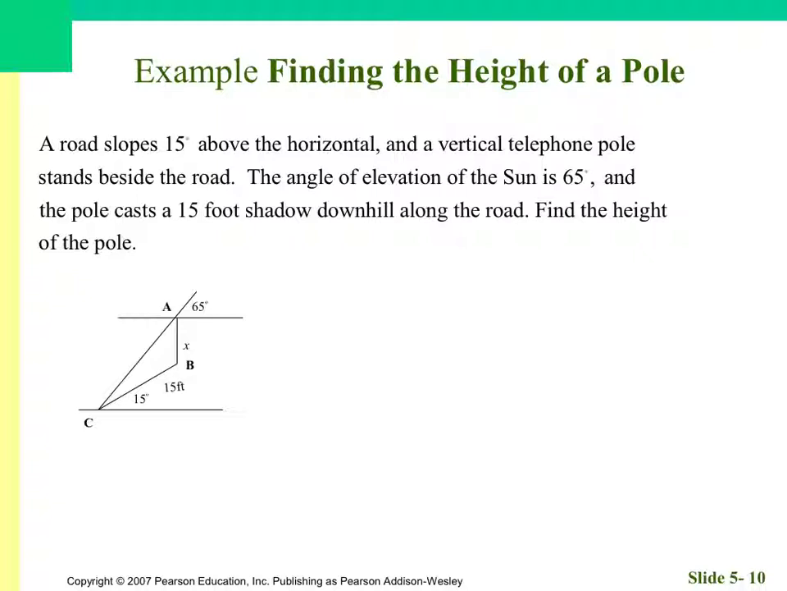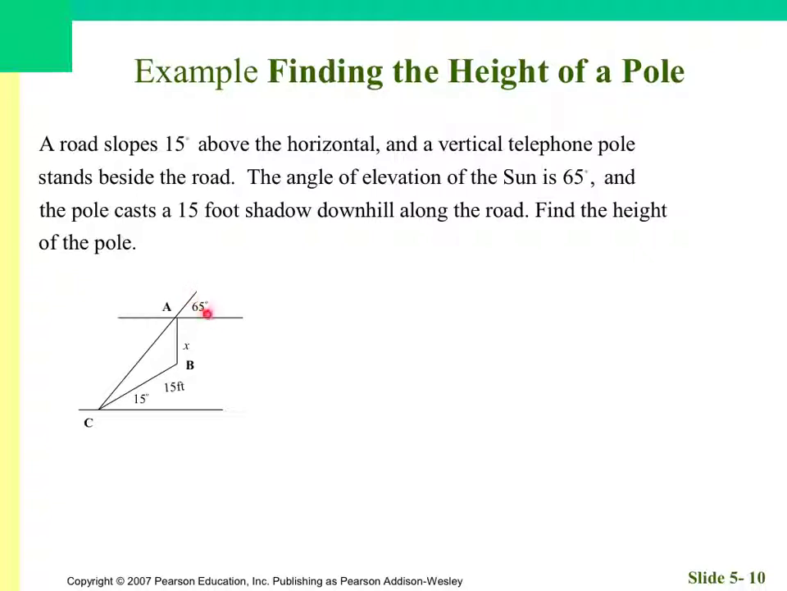Alright, a road slopes 15 degrees above the horizontal and a vertical telephone pole stands beside the road. The angle of elevation of the sun is 65 degrees, and the pole casts a 15-foot shadow downhill along the road. Find the height of the pole. So, we're looking for x. We have that's 65, that's 15.